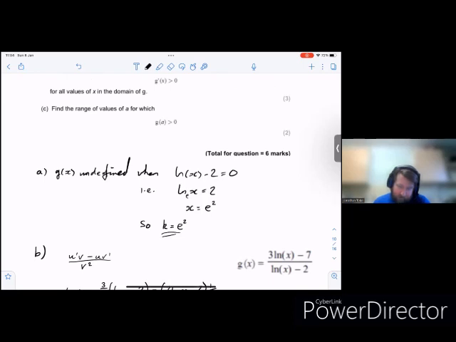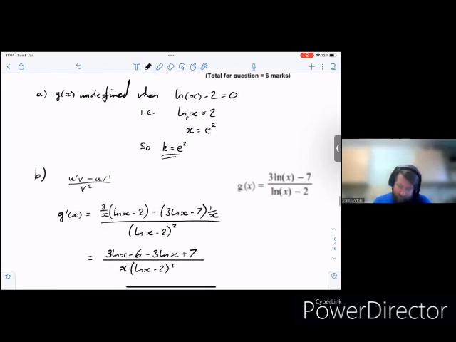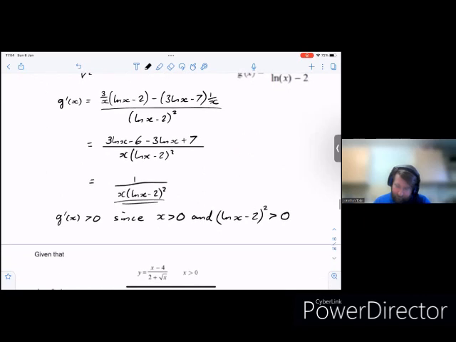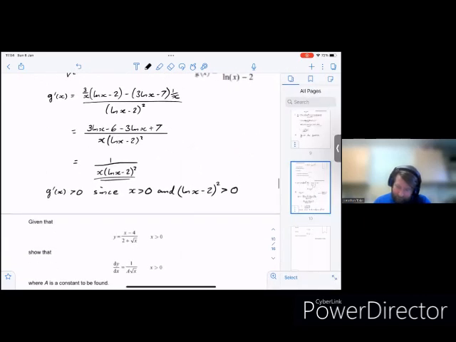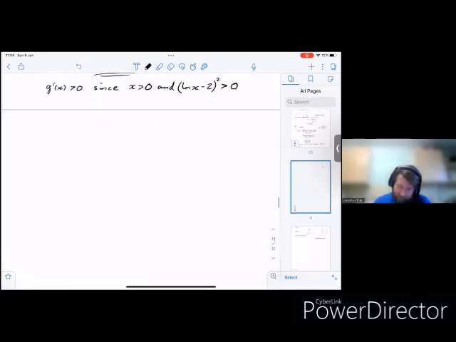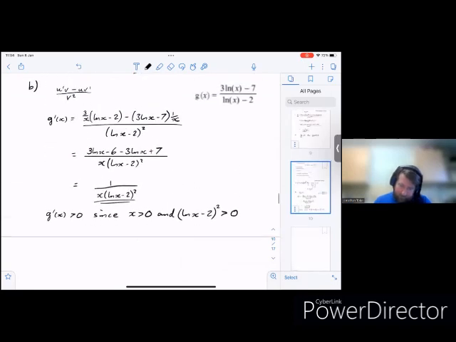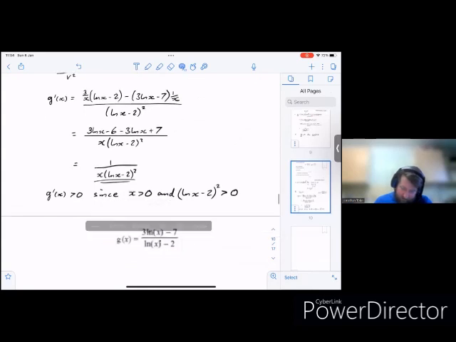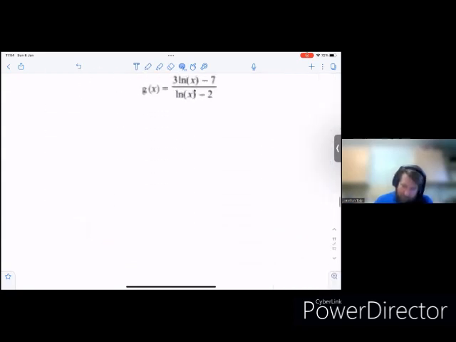Find the range of values of a for which g of a is greater than 0. Okay, let's get another page added on here, and let's drag our definition of g onto this next page. Okay, so for this to be greater than 0, the numerator needs to be greater than 0.